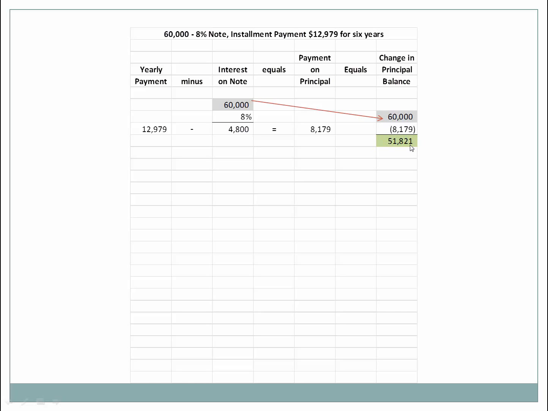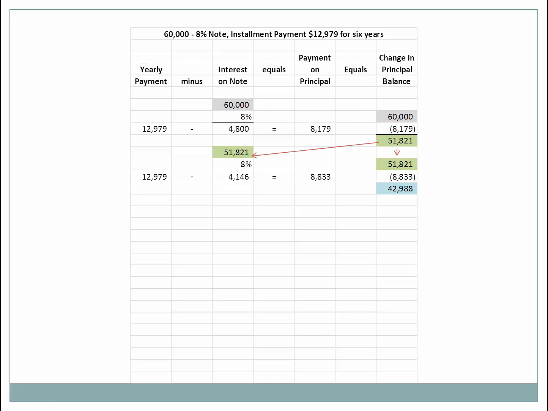and now in the next year, our calculation of interest will be on $51,821 as opposed to $60,000, since we paid on the note, we paid down the principal. So now the interest calculation will change since we are calculating it on the new principal balance, which is $51,821. So now we can see that we're going to calculate the interest associated with the note using the new principal balance. Again, it's 8%.